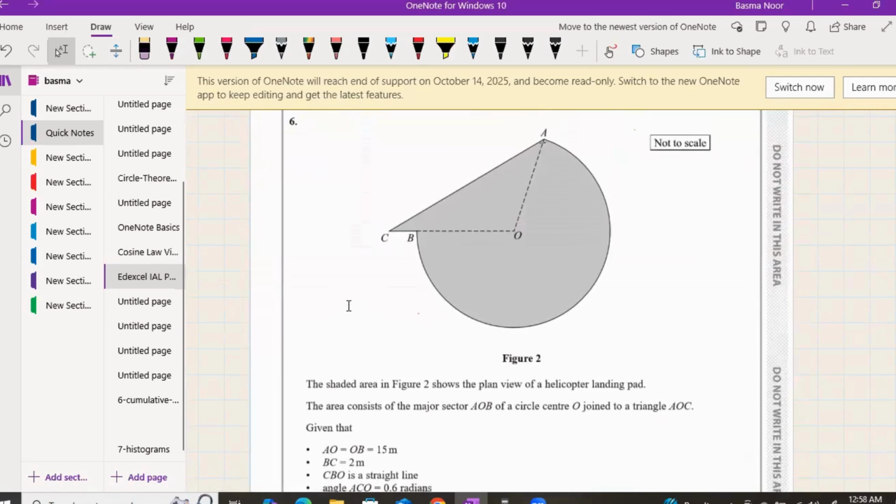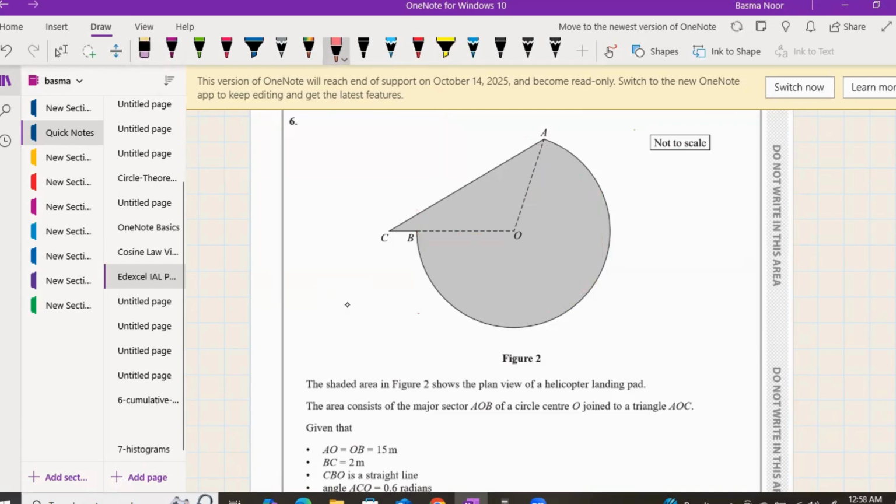The shaded area in figure 2 shows a plan view of a helicopter landing pad. This is a plan of a landing pad for a helicopter. The area consists of a major sector AOB, A to O to B. This is a major sector of a circle. The other minor sector is how it would look if we completed the circle, but we don't need that for now.